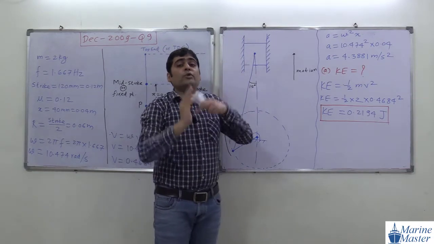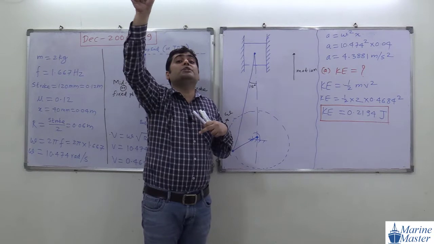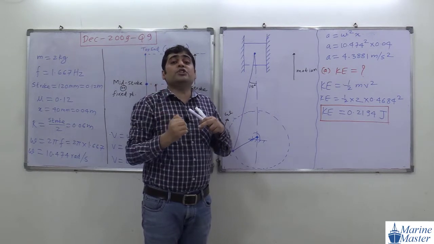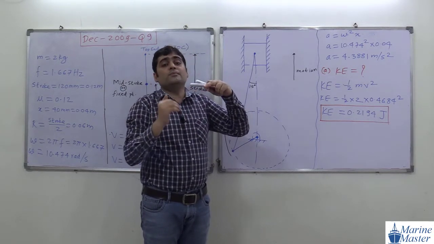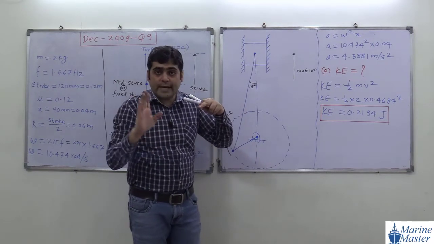So if the block is going upward and moving towards the mid stroke, it means what? The current position must be below the mid stroke. The current position of the block must be below the mid stroke. Try to see the scenario.